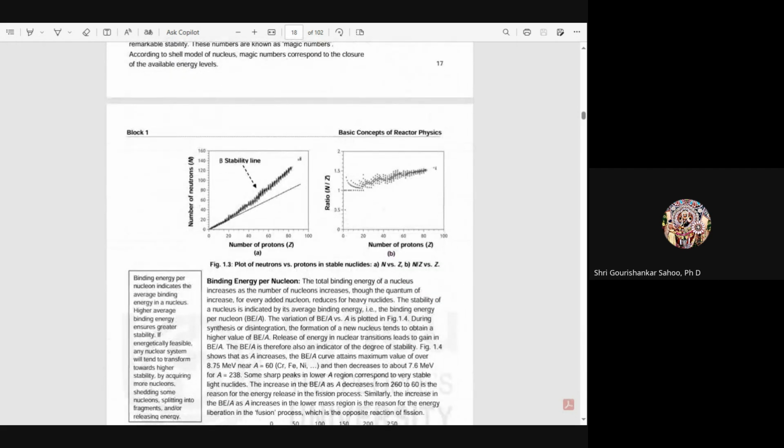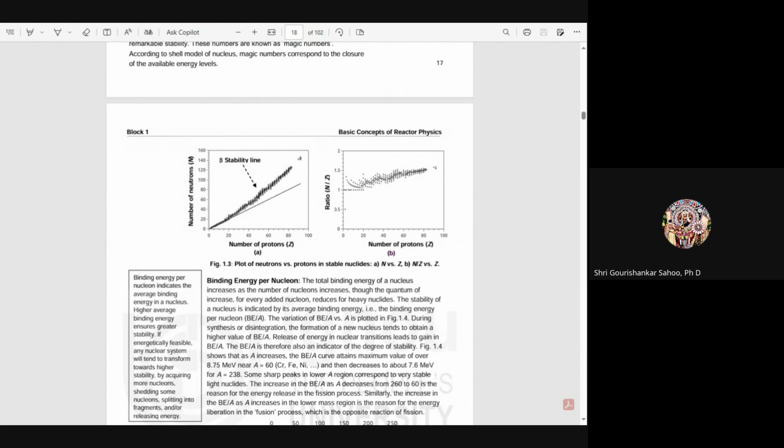Nuclear stability. We can plot neutrons versus protons in a nucleus. On the y-axis you have neutrons, and on the x-axis protons, and you can see that as the mass number increases, the number of neutrons becomes more than the number of protons. If you go from hydrogen to uranium, then after iron, the number of neutrons increases in comparison to that of protons. So the total binding energy of the nucleus increases as the number of nucleons increases, though the increase from every added nucleon reduces for heavy nuclides.